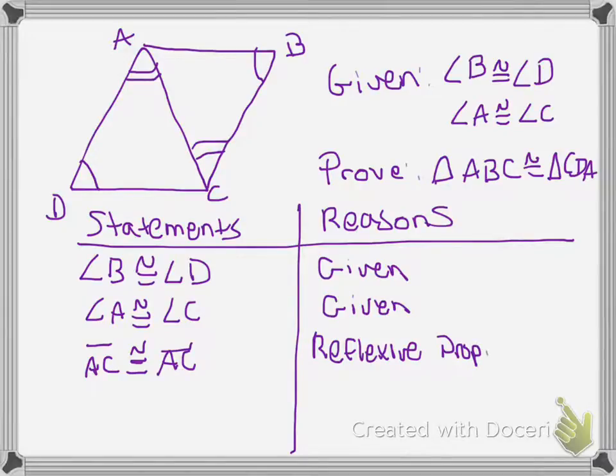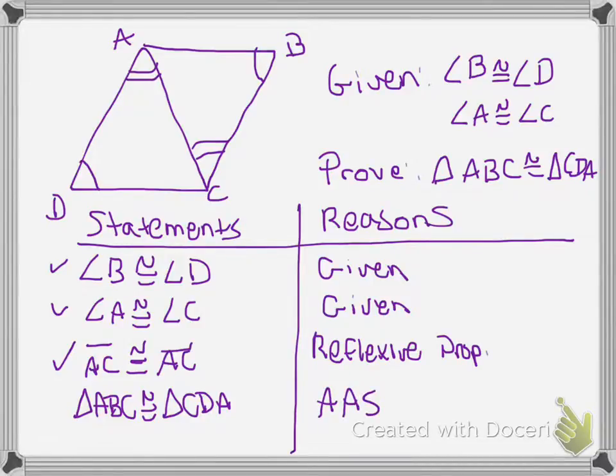Alright, so now we have proven two angles are congruent to each other, another two angles are congruent to each other, and now we've proven that two sides are congruent to each other. So now we can officially say and prove that triangle ABC is congruent to triangle CDA by angle, angle, side. And that is a formal two-column proof.